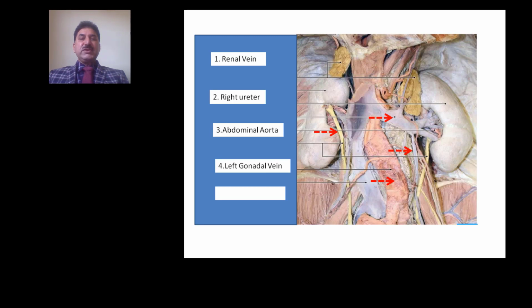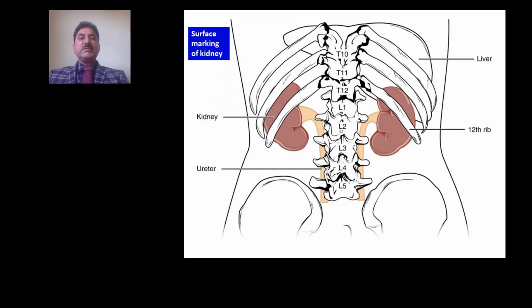Left testicular vein drains into the left renal vein, whereas the right gonadal vein drains directly into the inferior vena cava. And this arrow represents the left adrenal vein, which drains into the left renal vein. The left renal vein crosses from left to right to end in the inferior vena cava, whereas the right suprarenal vein drains directly into the inferior vena cava.